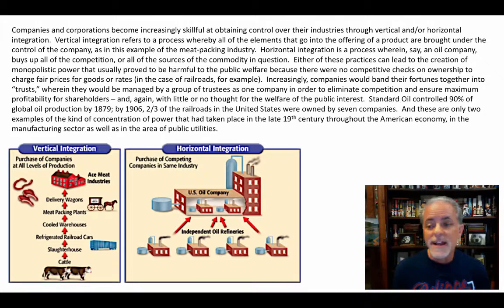Standard Oil controlled 90% of global oil production by 1879. By 1906, two-thirds of the railroads of the country were owned by 7 companies. And these are only 2 examples of the kind of concentration of power that had taken place in the late 19th century throughout the American economy in the manufacturing sector, as well as in the area of public utilities, electricity, natural gas, railroads, etc.